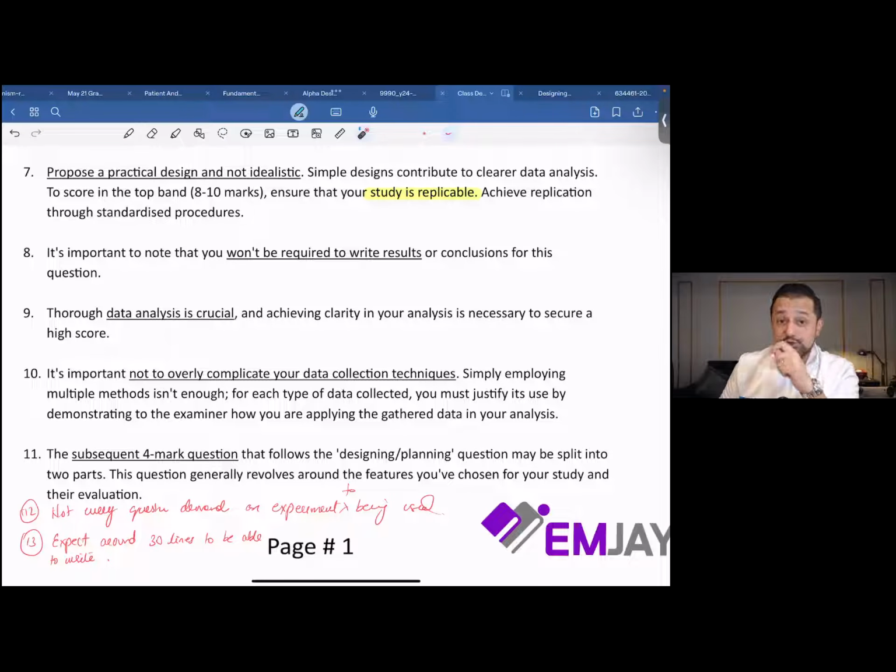Now, taking this ahead, moving on to the eighth point. It is important to note that you won't be required to write results or conclusions for this research. It is pretty important. Do not forget on this. Do not miss out this point. That is point number 8.